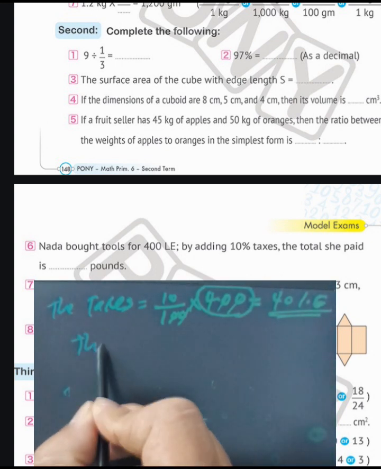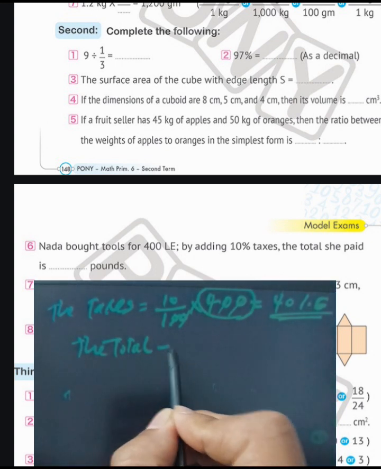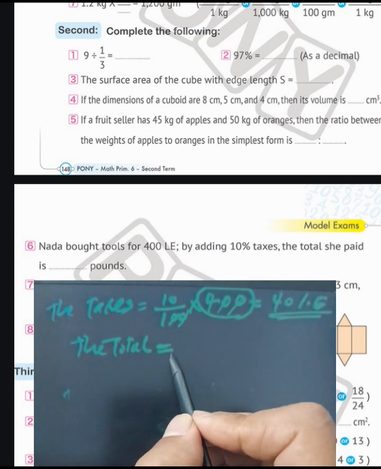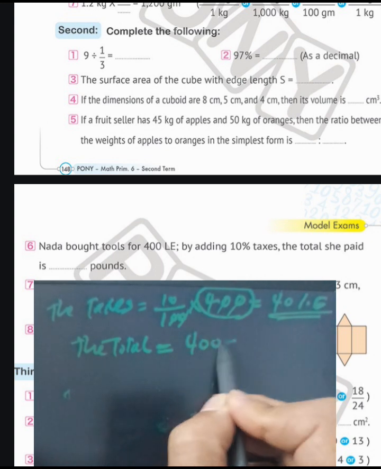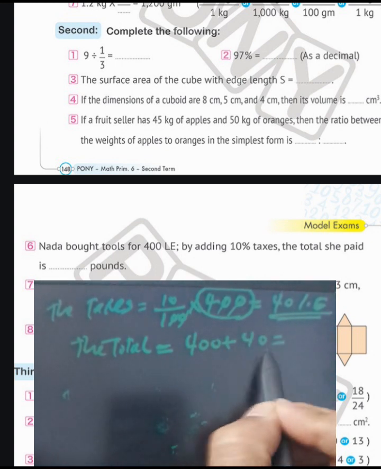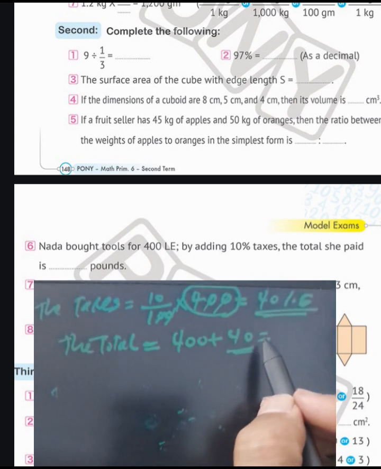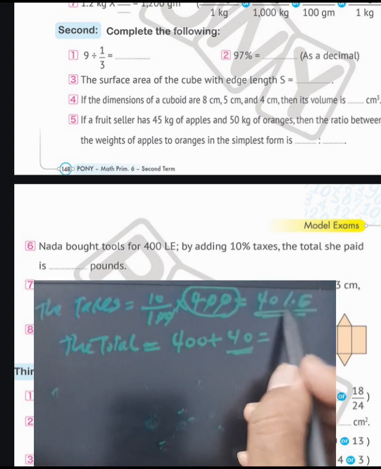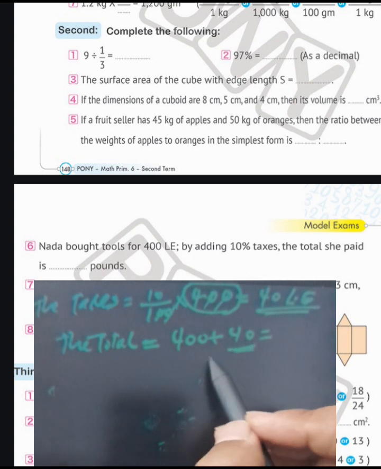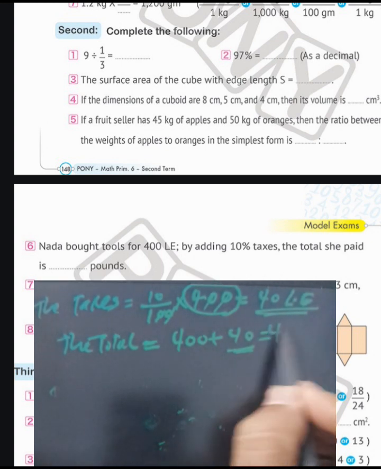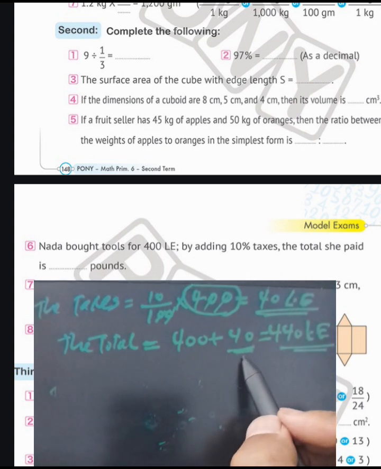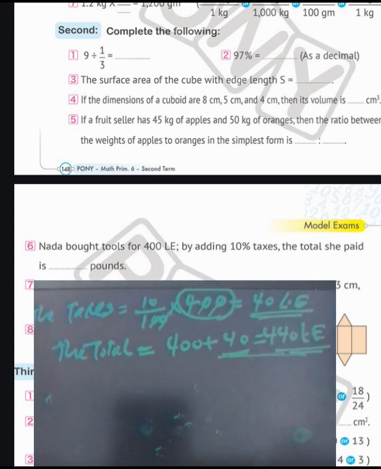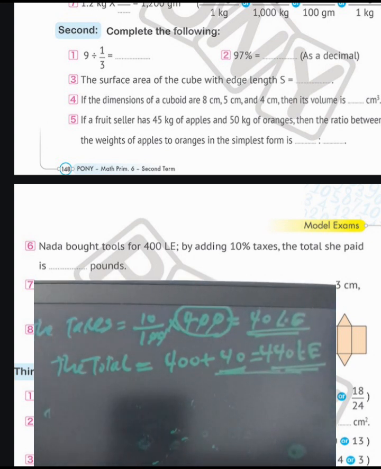Then we can find the total money she will pay by writing 400 plus 40 Egyptian pounds. 40 here is the taxes. Taxes was 40 Egyptian pounds. Then the total cost will be 40 plus 400. It will be 440 Egyptian pounds. Then the total she paid is 440 Egyptian pounds. It's the total cost.